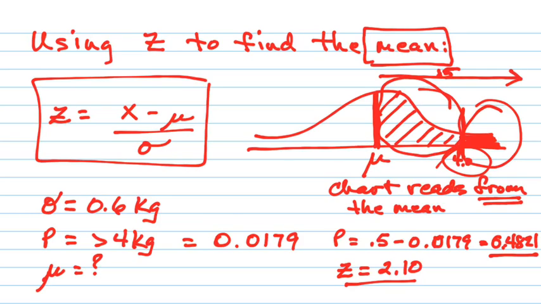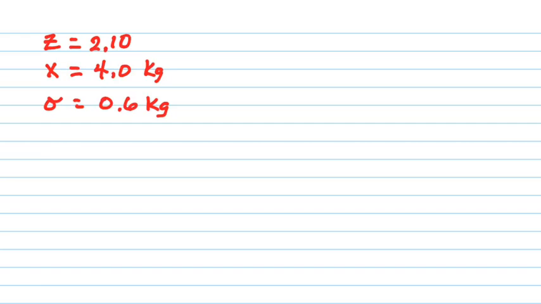Okay? So you're going to have to remember, polish off your algebra skills a little bit here to be able to do this. All right? So what z-score did we get for that one? 2.10? Our x was our boundary, which was 4.0 kilograms, which all we're interested in is the 4.0, right? Our standard deviation was 0.6 kilograms. Is that correct? And so all we're missing from that formula is our mean.